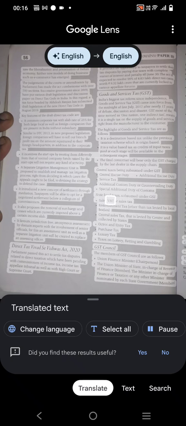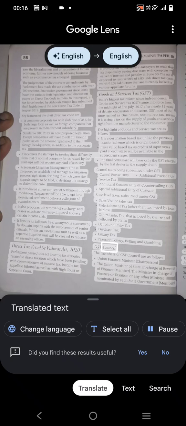Sales VAT or sales tax, entertainment tax other than tax levied by local bodies, Central Sales Tax that is levied by the center and collected by states, octroi and entry tax, purchase tax, luxury tax, and taxes on lottery, betting and gambling.